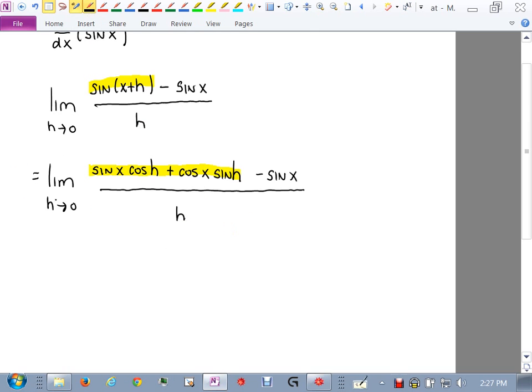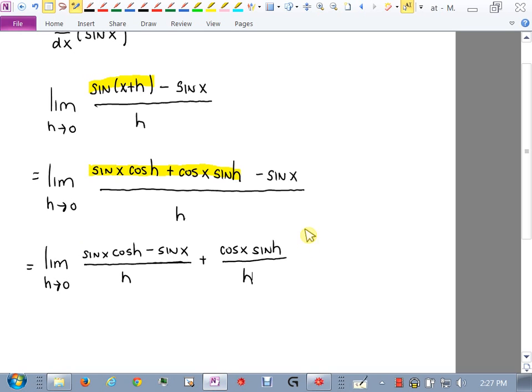So watch what I'm going to do here. This is the limit as h goes to 0 of, do you believe this? Sine x cosine h minus sine x all over h plus cosine x sine h over h. Do you believe that? All I did was move this sine x right here next to this, move this one over here to the side, and then put them both over h, which is allowed, because if I split a fraction up, I can put it back together, and I would have this, right? Okay, so that's fair, that's legal.